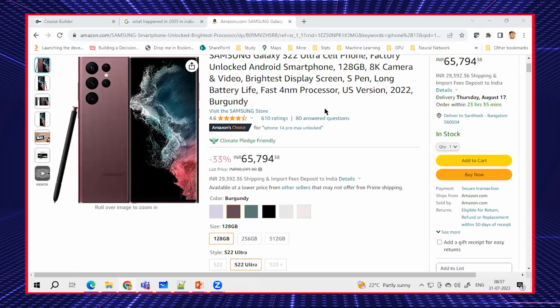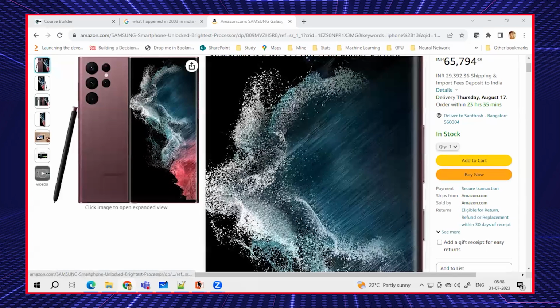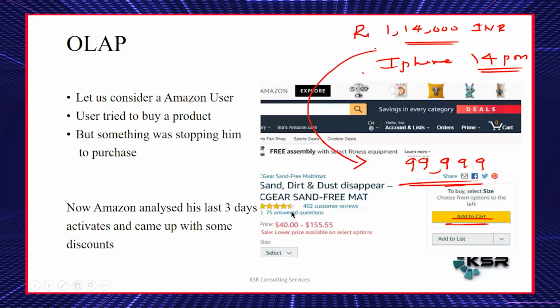Now tell me, this is something they're doing not for 1 minute, not for 1 second, but for 3 days. They're monitoring your activities for 3 days and then giving offers. And that's the OLAP for you, which is nothing but online analytical processing.